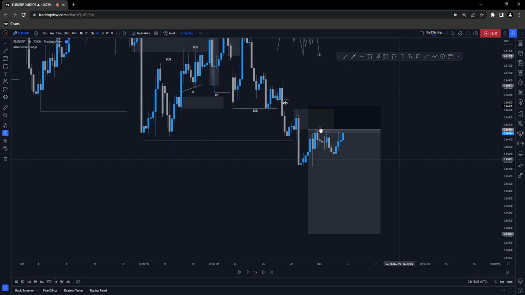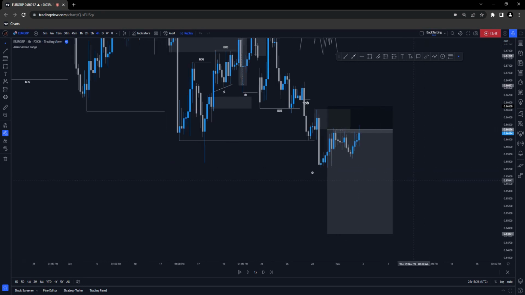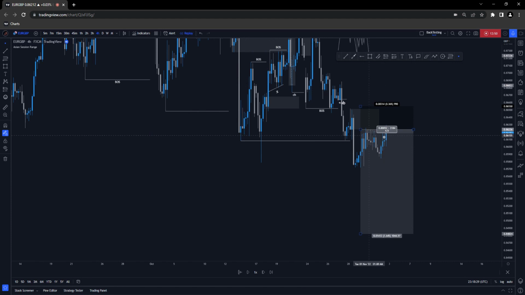So in this case, I'm going to be looking out for a liquidity sweep on this. I didn't even realize I've reached current price. So I'll be looking for a liquidity sweep on this on pound, euro, pound on this particular one.